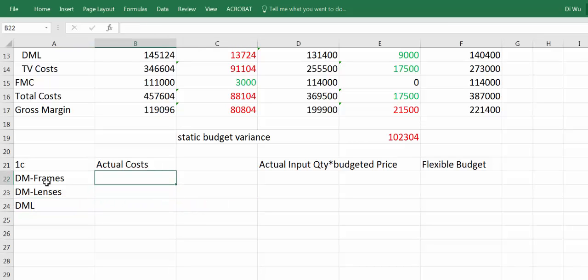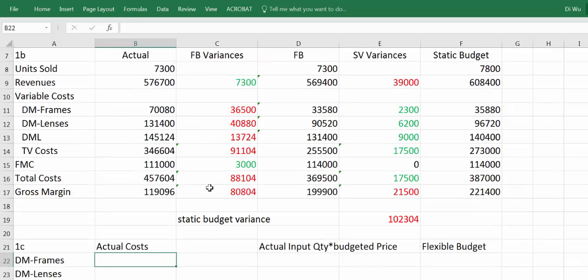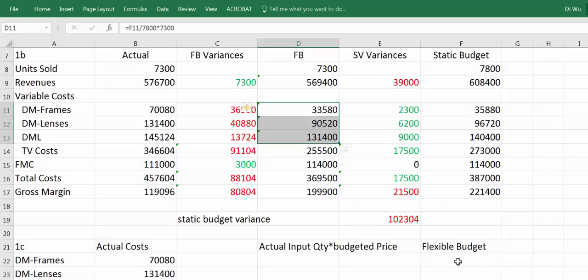We have some numbers sitting there already, so I'm going to just copy down the numbers. 70,080, then 131,400, and for the DML, we have 145,124. For the flexible budget, we have everything in the middle here, all these three, so make sure you copy that down: 33,580, 90,520, and 131,400.